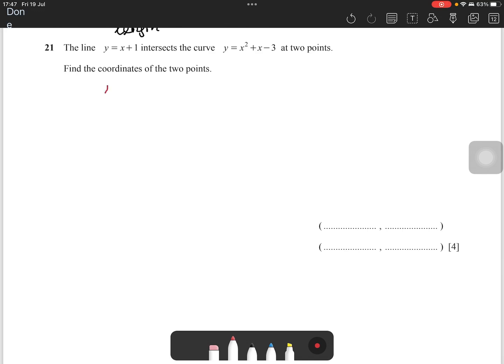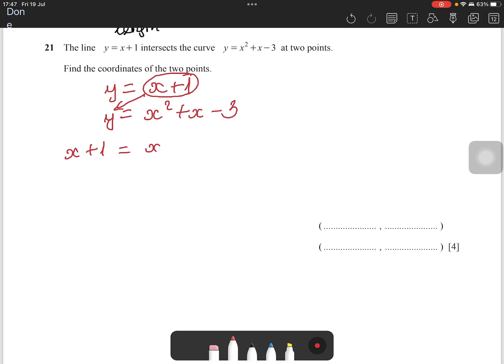Question 21. The line y equals x plus 1 intersects the curve y equals x squared plus x minus 3 at 2 points. Find the coordinates of the 2 points. To do this, we will substitute y equals x plus 1 into the second equation. So we get x plus 1 equals x squared plus x minus 3. Now we will subtract x plus 1 from both sides. So we get x squared. x minus x is 0. -3 minus 1 is -4, equals 0.